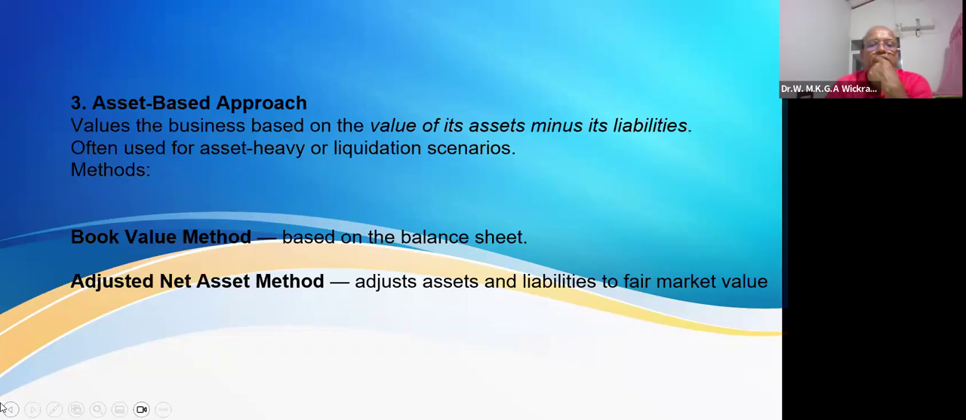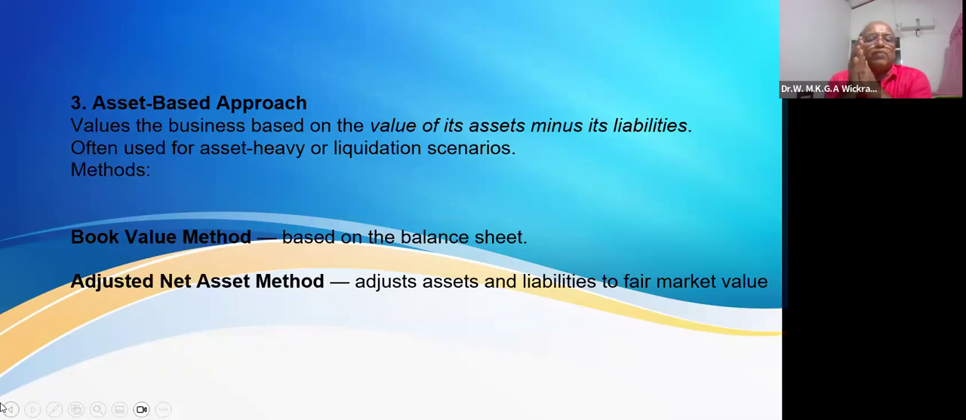So this values the business based on the value of its assets minus liability. I told you at the beginning, what is the value of you? Value belongs to you. What does the value of you mean? So your assets minus your liability.